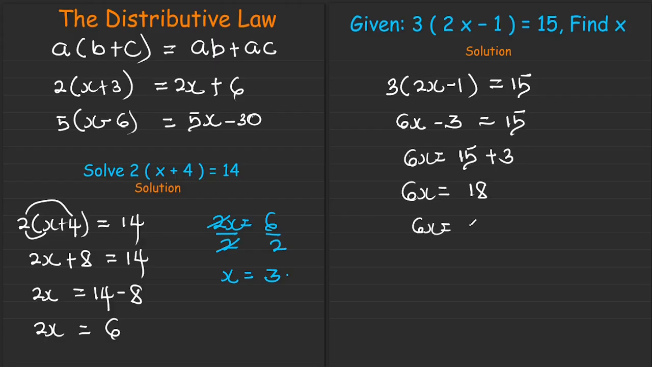It now becomes a division problem, where we would have to divide both sides by 6. Why? Because 6 is multiplying, and the inverse of multiplication is division. So this 6 cancels out this 6, and we'll be left with just an x. And 6 divides 18 three times. So this is to say our x is equal to 3. And that is our final answer.